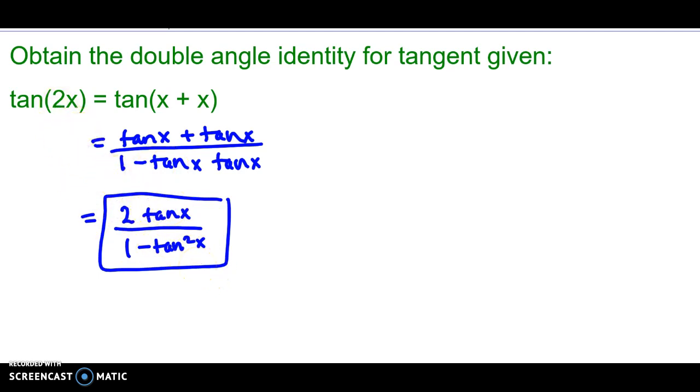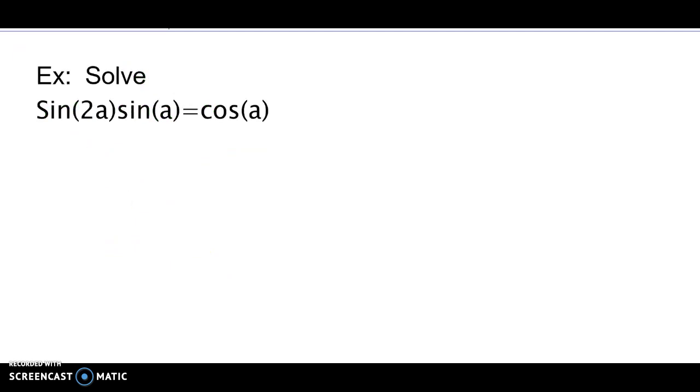So let's put this to use. Let's try a problem with this. So we have solve. It wants us to actually find a value for a. And notice that it didn't give us any restriction on our answers, so this should be a general solution. Okay, so let's see what you guys can do. Notice here I have sine of 2a, so you'll probably want to use your double angle identity. I mean, that's what the title of the notes are. So go ahead, try it, put me on pause.